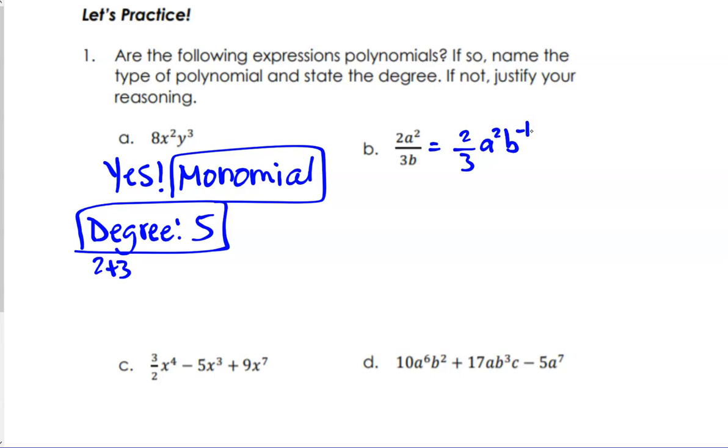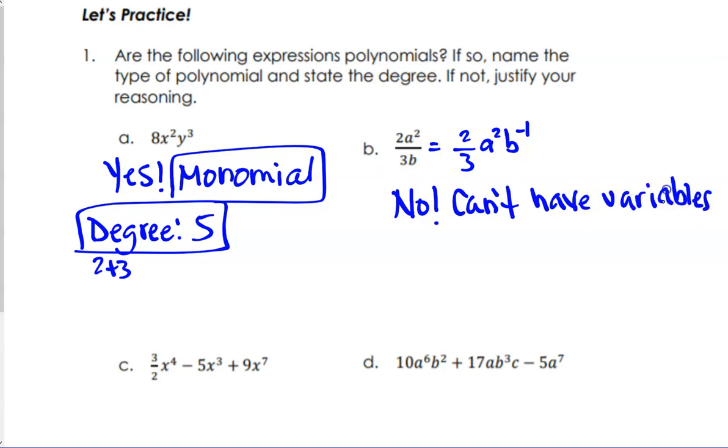So if I can't have negative exponents, that means I also can't have variables that are going to be in the denominator of a fraction. Because remember, that came from having a negative exponent. So this is not a polynomial, because we can't have variables in the denominator. Okay, because this is the same thing as having a negative exponent.